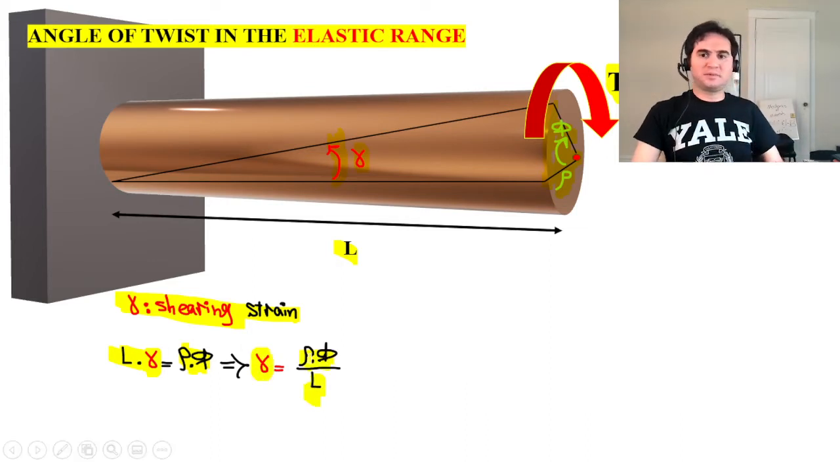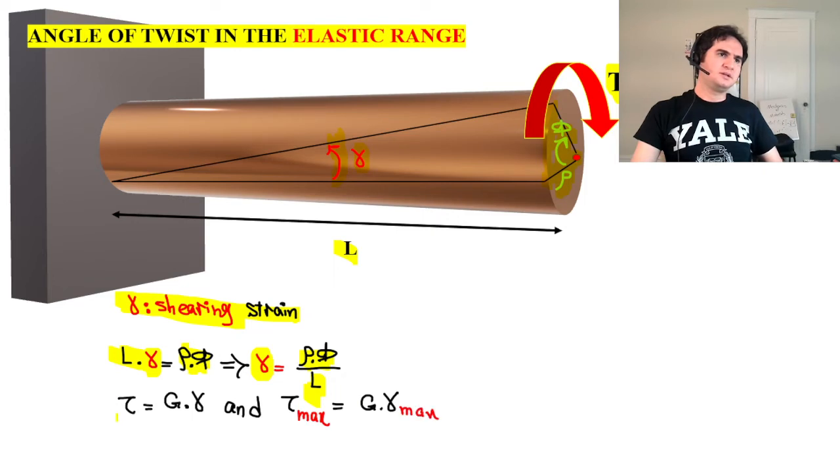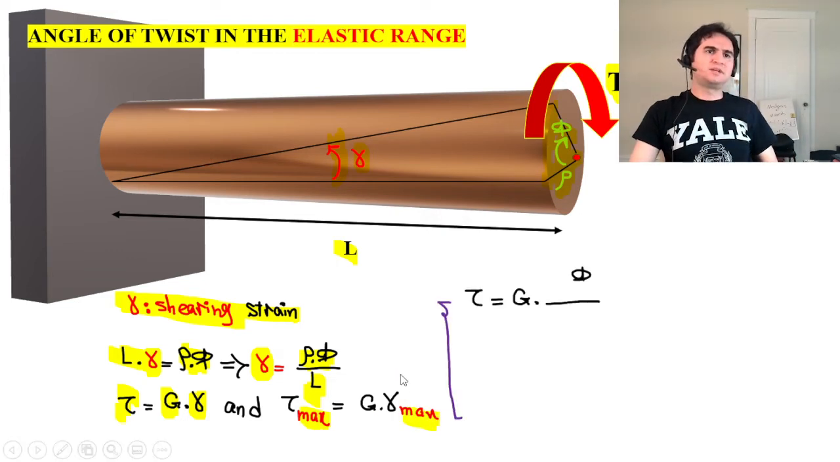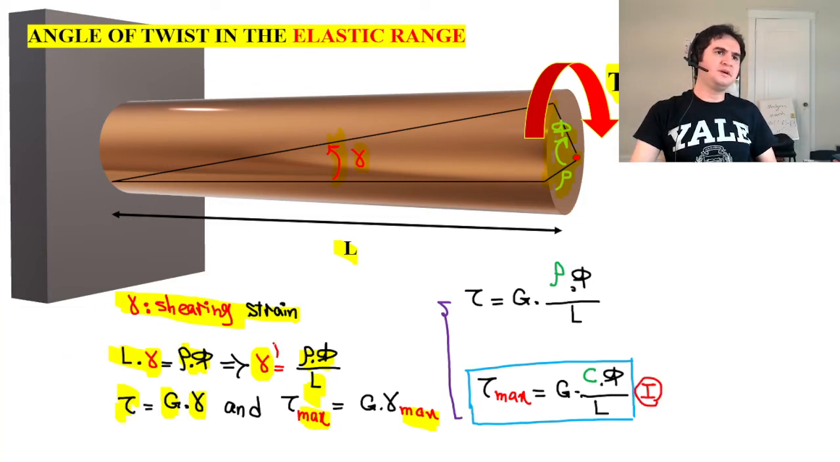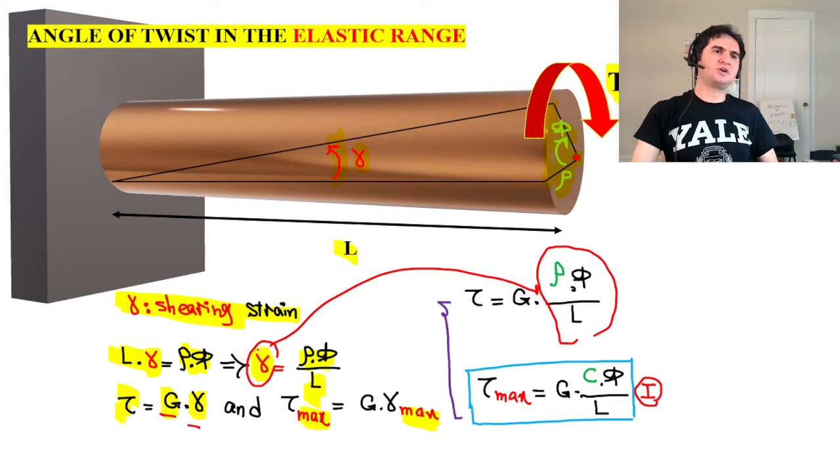On the other side, from Hooke's law in shear, we know that tau is G times gamma, and also tau maximum is the rigidity modulus times gamma maximum. So we can replace the gamma from here into our formula for tau. Tau is G times gamma. Replace gamma from the relation from geometry. So tau is G times rho phi over L.